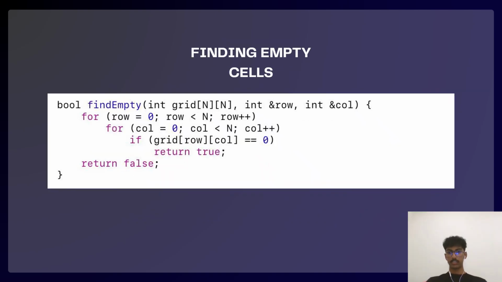This section is for finding the empty cells. The algorithm also requires a simple function to scan the grid and return the next empty cell, which is represented as zero. This is where the backtracking starts its decision making.